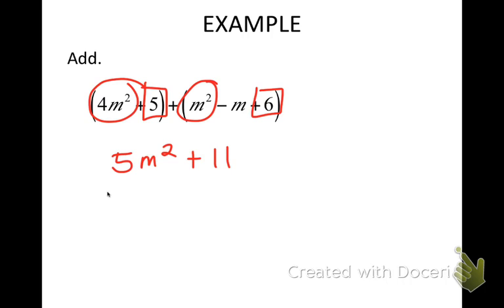So now I've got rid of everything here, but over here I've got a 3rd term. Does it have anything to add to it over here? So I'm just going to bring it down to my answer. Is this written in standard form? What do I need to do to write it in standard form? 5m squared minus m plus 11. Good.